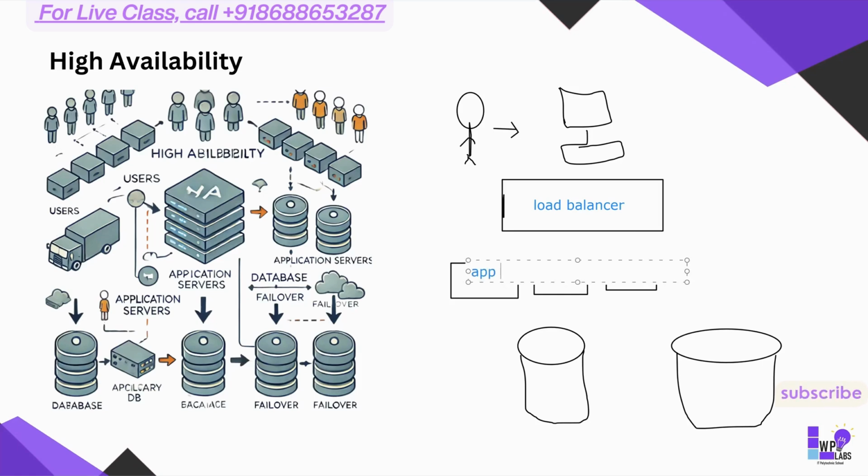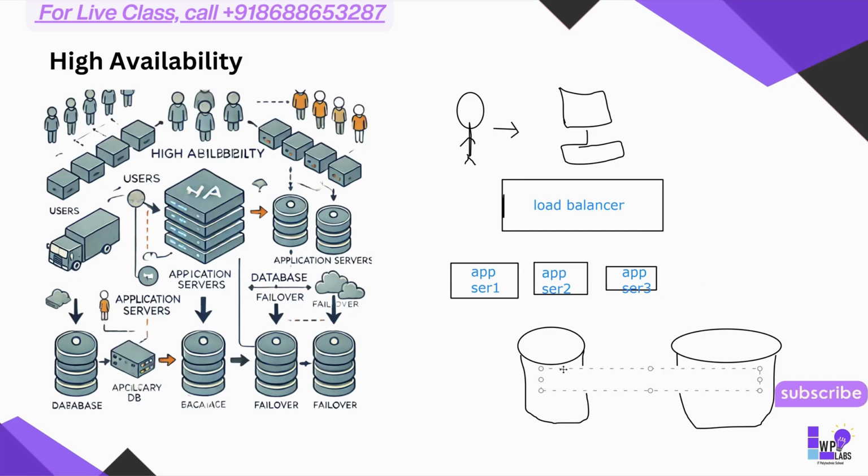So this is my application server 1. This is my application server 2. This is my application server 3. And this is my primary database, primary DB1, I call it PDB1. That's for the primary database. This is my secondary database, or failover database. So I call it the failover database.